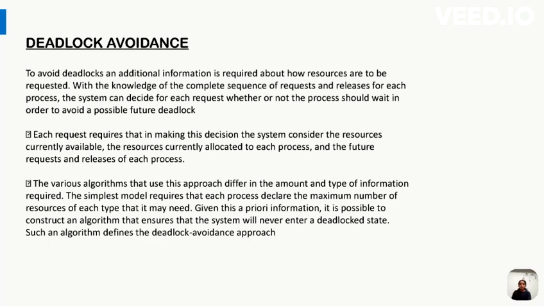Deadlock avoidance. To avoid deadlocks, additional information is required about how resources are to be requested. With the knowledge of the complete sequence of requests and releases for each process, the system can decide for each request whether or not the process should wait in order to avoid possible future deadlock.